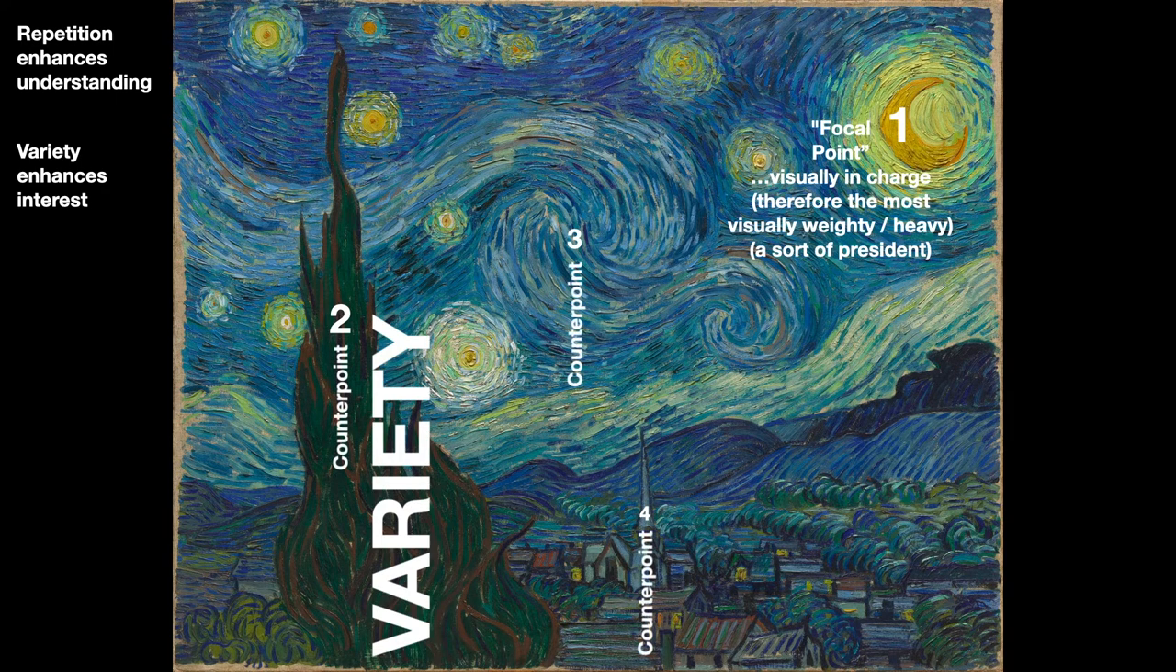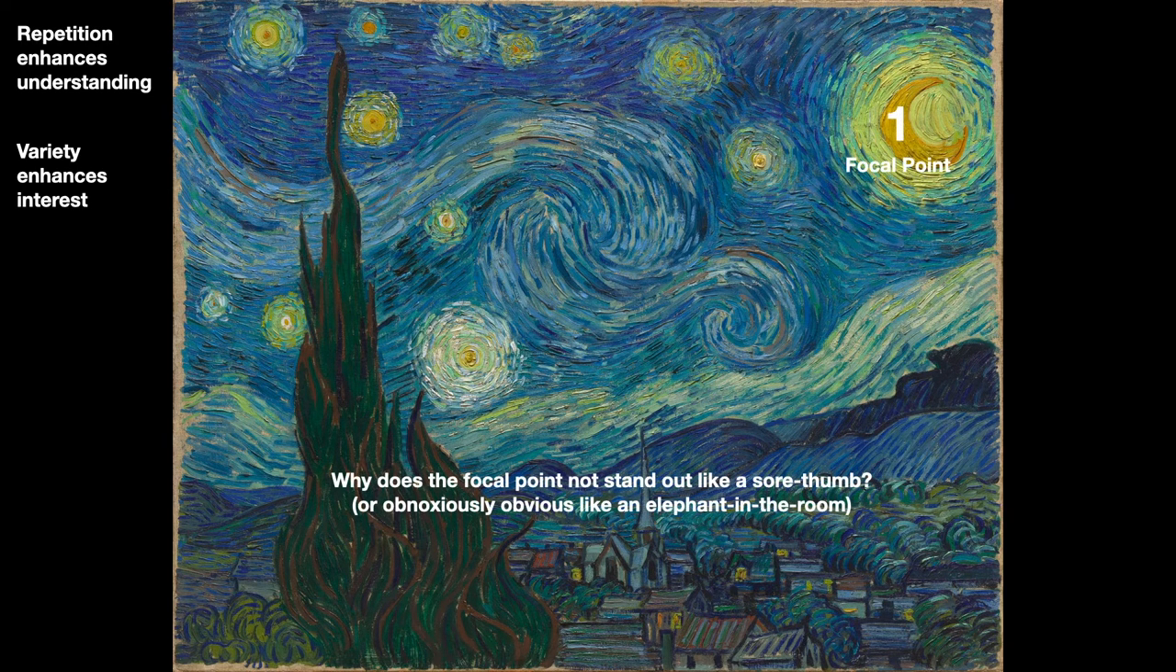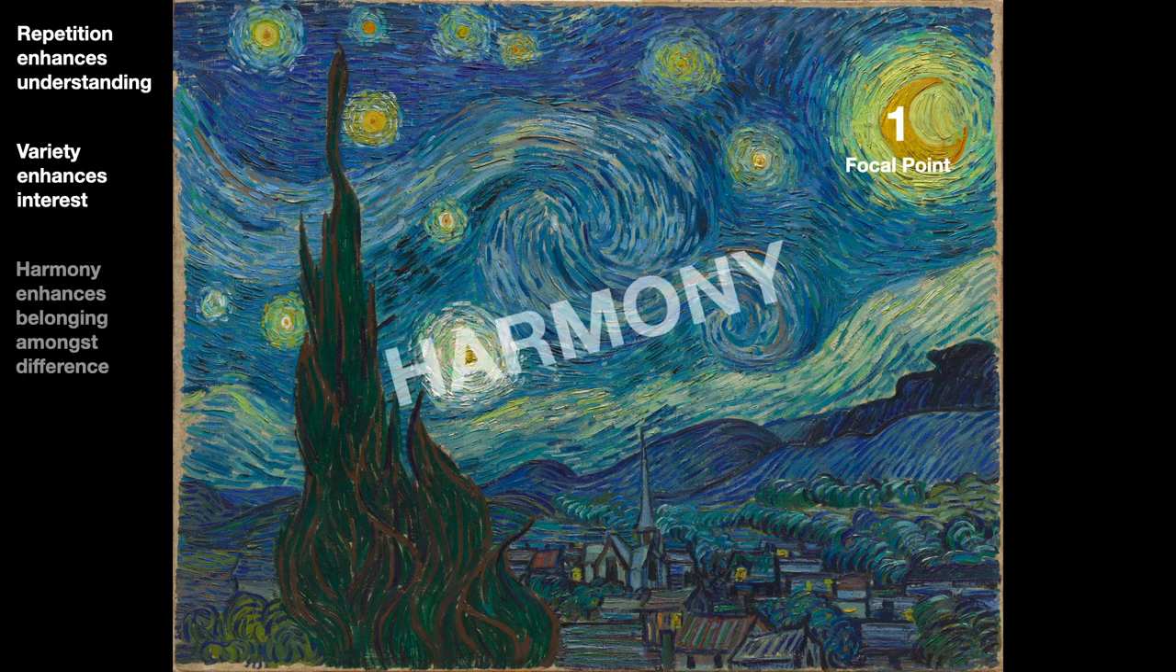Another way you could refer to the lower visual hierarchy is with the term counterpoint. If the focal point is the plot, these work as subplot. Now, how can Van Gogh get away with dropping such an anomaly as this moon into the composition? What makes a focal point not stand out like a sore thumb or like an elephant in the room that's just obnoxious? The answer, my dear friend, is harmony, our third principle of design.